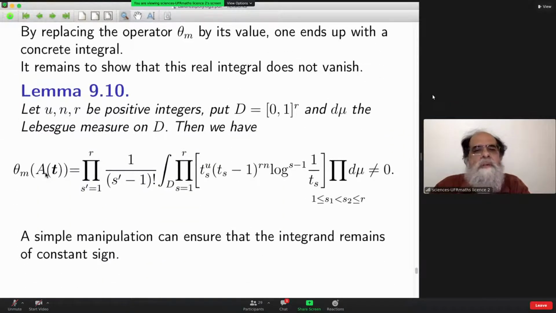So this is something like that. And then it's undergraduate mathematics. You can show that it's non-zero by sign manipulation. And then you have shown that the determinant is non-zero.